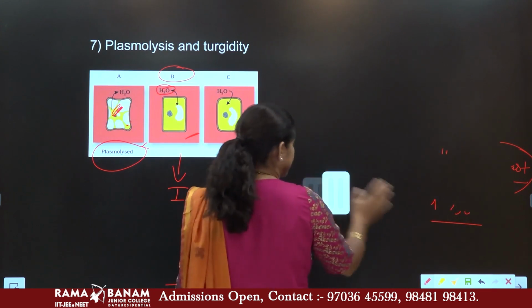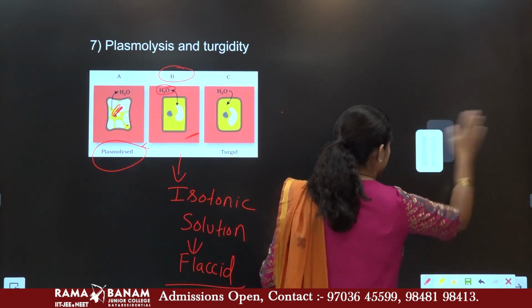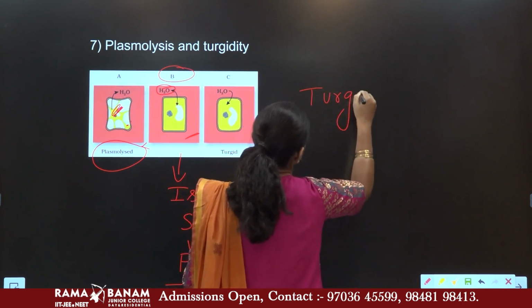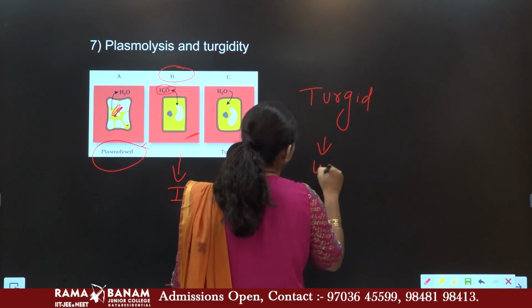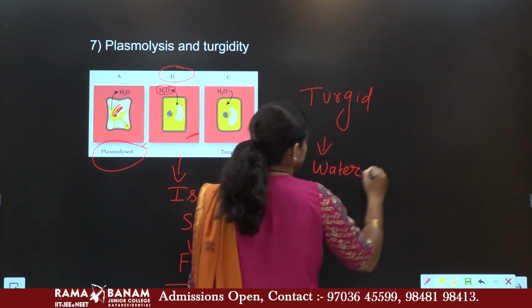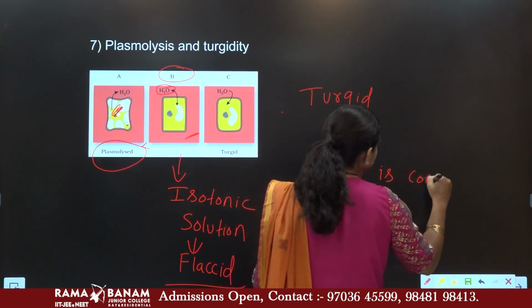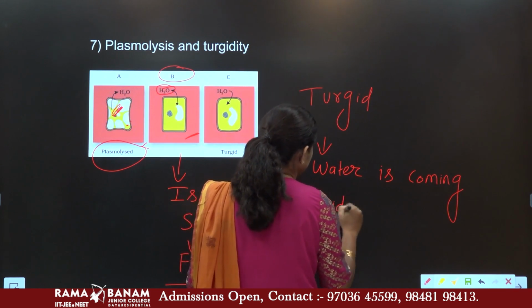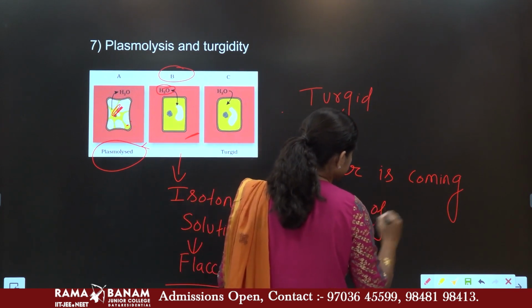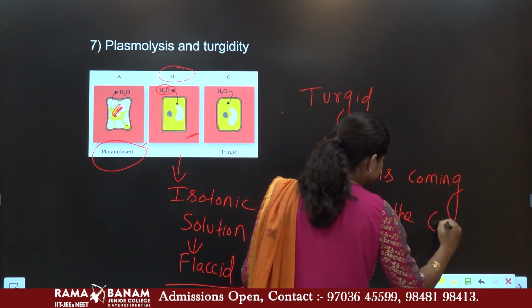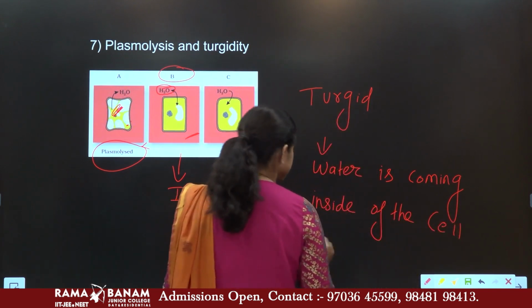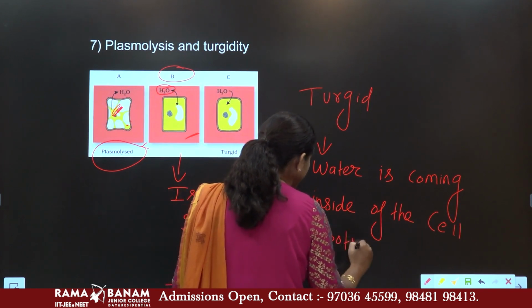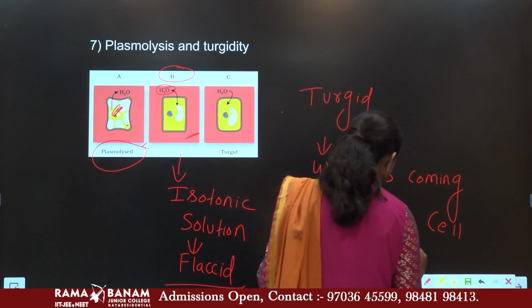So when will we get the turgid cell? Turgid means water is coming inside of the cell. And what is the external solution, student? External solution is hypotonic solution.